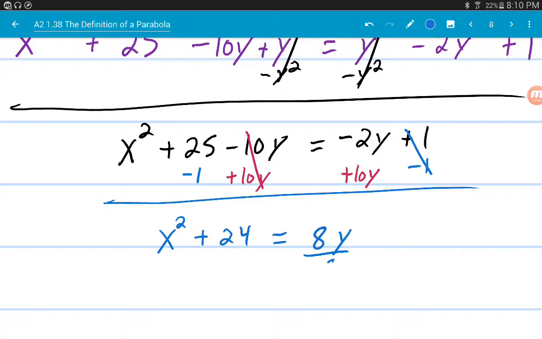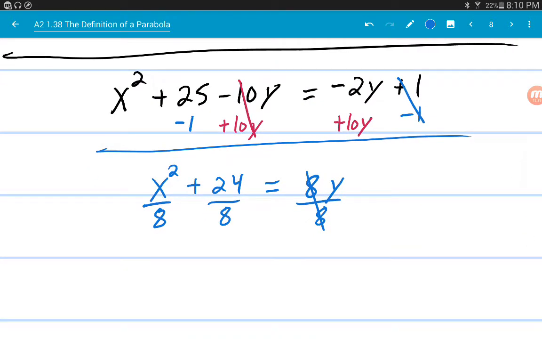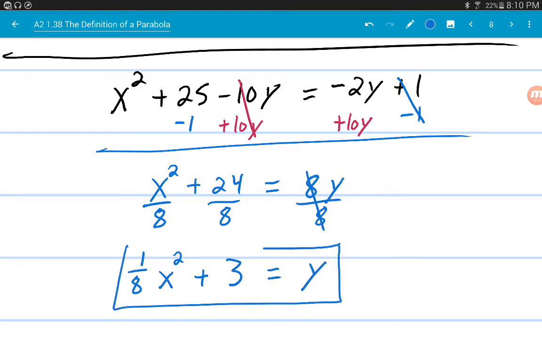Last step. Get y by itself, you have to divide by 8, but it means you have to divide everything by 8. So I get 1/8 x squared plus 3 is equal to y. And that's the equation of the parabola that we were looking for.